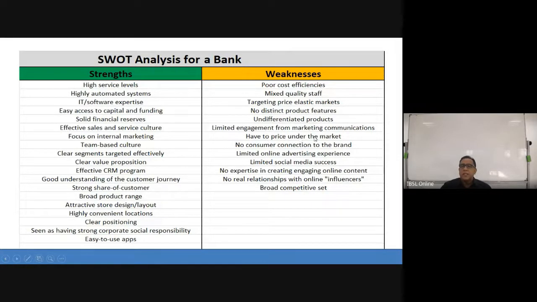Have to price under the market. That means you have to price below the market because competitors offer better products. If your product is weak, then your price will have to be low. No consumer connection to the brand. Poor brand quality, so your brand is weaker. Limited online advertising expenditure. So you don't advertise. You don't have budgets to advertise digitally or online. Limited social media. Your social media, your FB page.